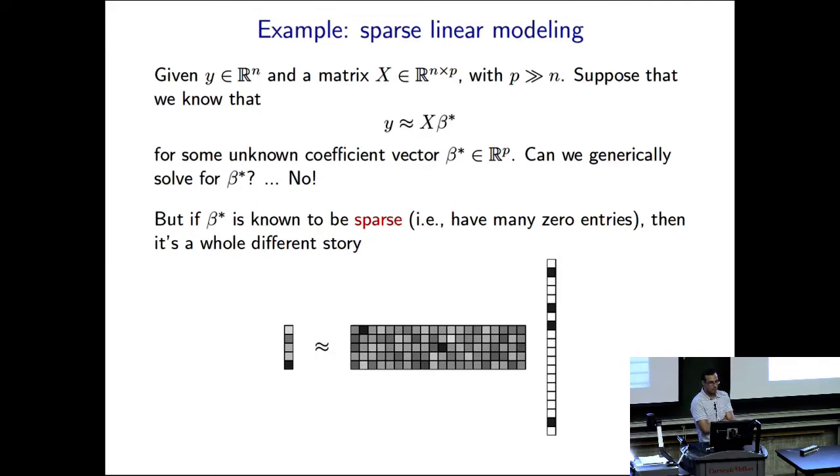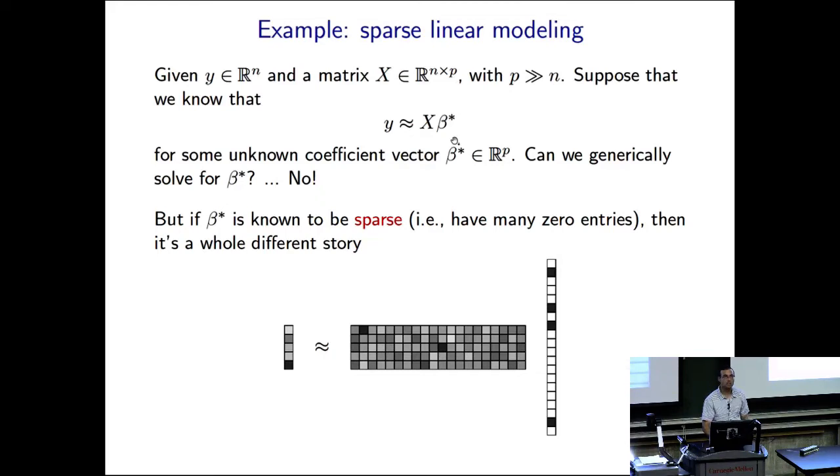Let's suppose we're given a vector y, which we'll call a response, and a matrix x, which we'll call a feature matrix. Every column of this matrix is a feature, and the number of columns is much bigger than the number of samples, the number of rows. So p is much larger than n. And suppose we know that y is approximately x times beta star. So there's approximately some set of coefficients that, if we multiply the columns by these coefficients, approximately reconstruct y.